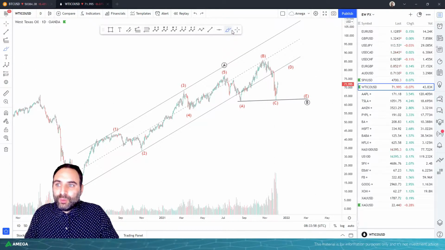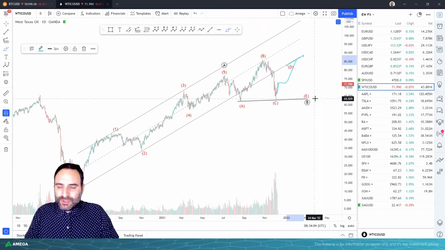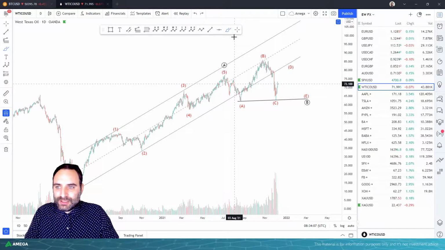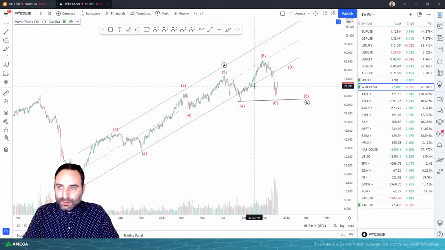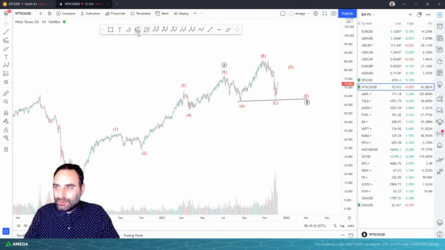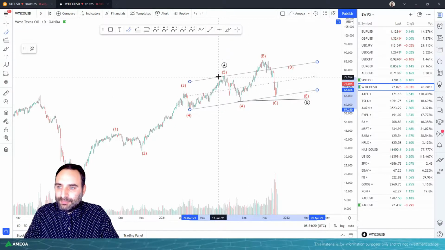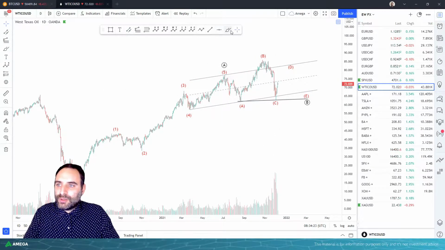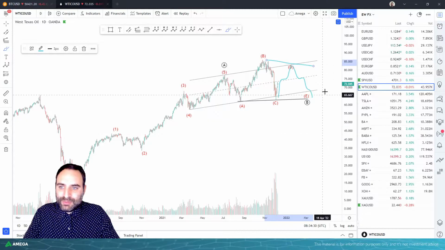Even though what we're looking at now is a potential move up to this channel low, which is going to be very far from current prices, we can also take this off since it doesn't help us much, and use a channel that connects these lows and the high. That would be another way of projecting where wave D can go, and then we're going to get wave V, which will be something like this, and then we'll move higher up.